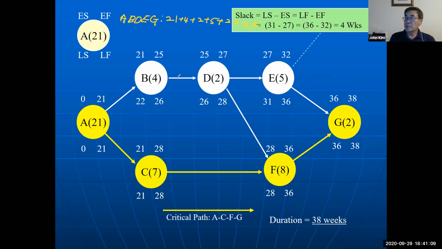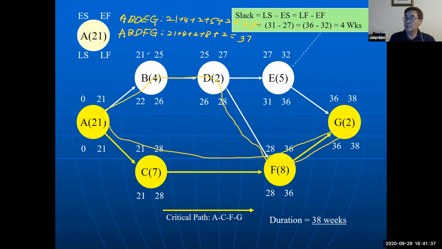Then the next possible path is this one: A, B, D, F, and G. That is 21 plus 4 plus 2 plus 8 plus 2 equals 37. And the last possible path is this one.